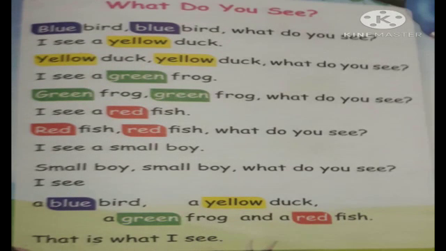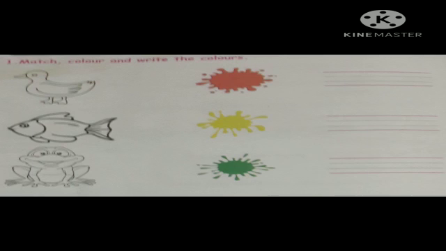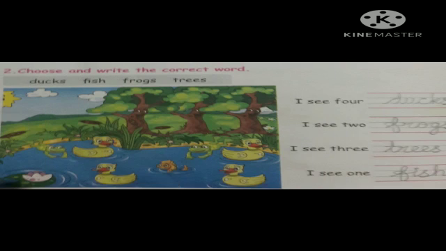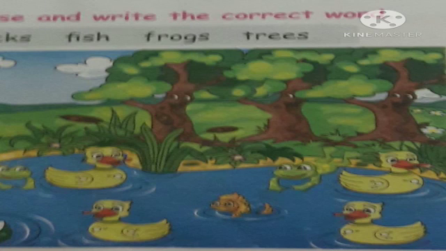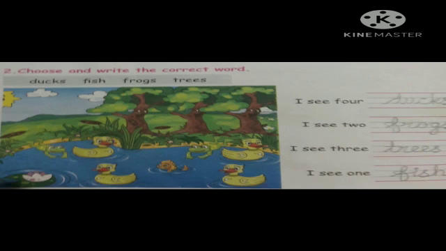Okay students, come to the next page. Page number 102. Match the pictures with the suitable colors and write the correct color name in the blanks. Next, choose and write the correct word. How many ducks are there in the picture? Count them. 1, 2, 3, 4. Very good. I see 4 ducks.